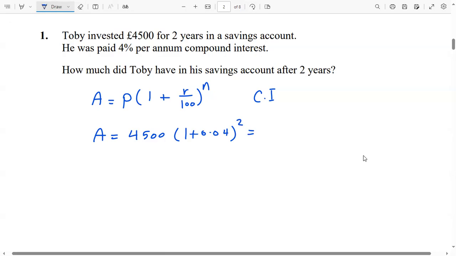Okay, the value is 4,867. So when you put this money in the bank, it gives you 4% compound interest per annum, or per year, for 2 years. After 2 years, you will take 4,867.2 pounds. Okay.